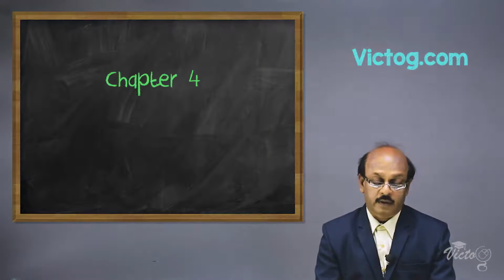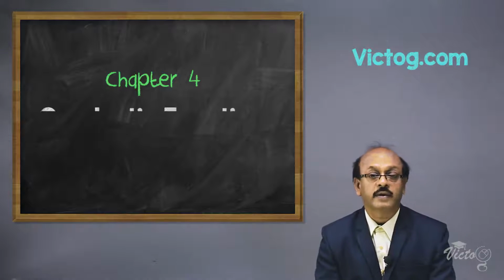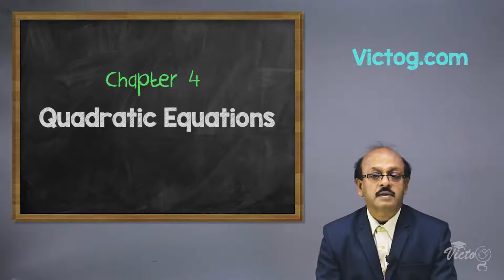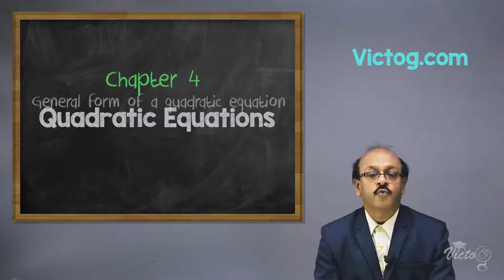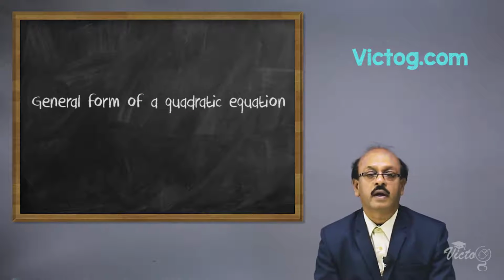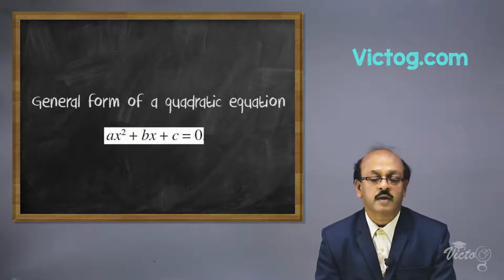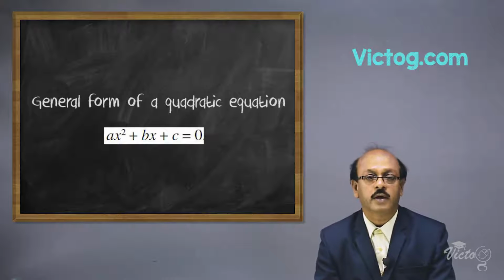Then fourth chapter. The name of the chapter is Quadratic Equations. You are already studying quadratic polynomials. This chapter is connected with the quadratic polynomials. The general form of a quadratic polynomial is ax square plus bx plus c. The condition is a should not be equal to 0.